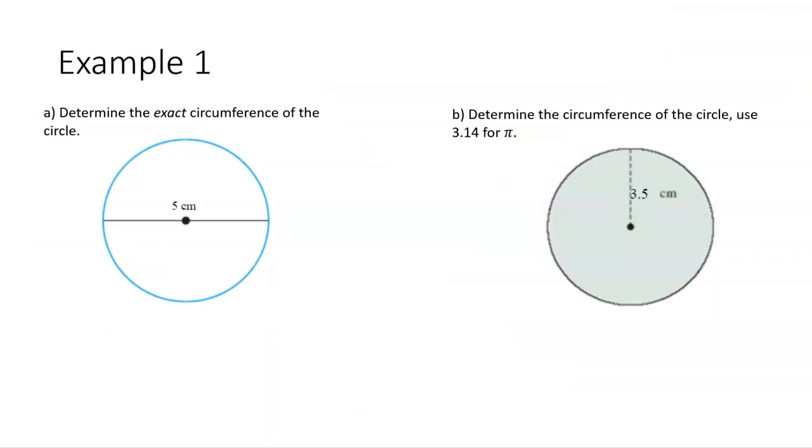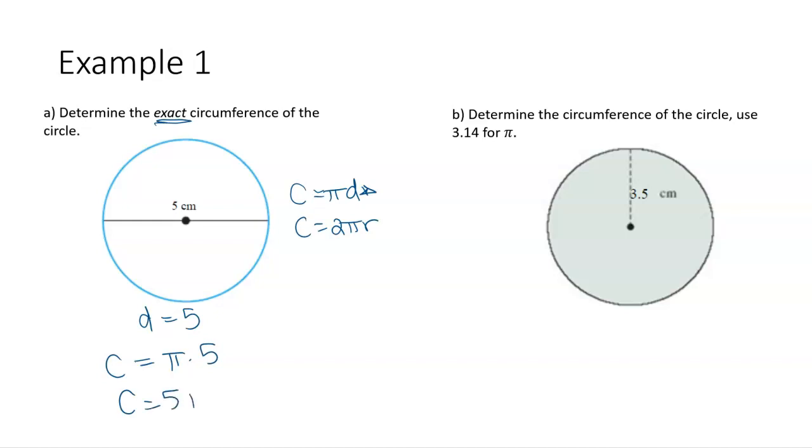When they ask for exact, the answer is going to be given in terms of pi. So we know that the circumference is pi times the diameter, or 2 pi r, because the diameter is 2r. Well, we're given a diameter here of 5. So I'm going to use this formula, pi times 5. And because they want exact, I'm not going to use my calculator. I'm going to say that the answer is 5 pi centimeters.